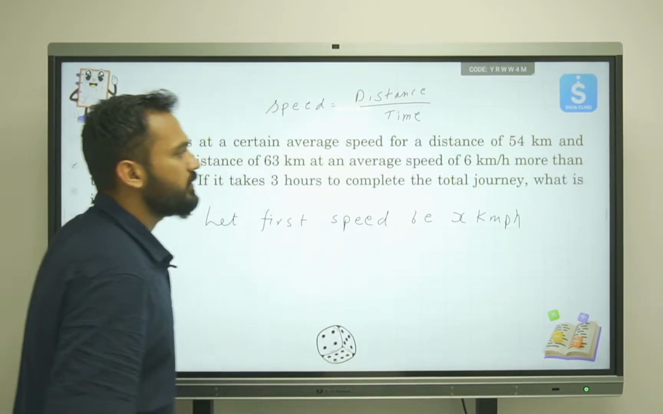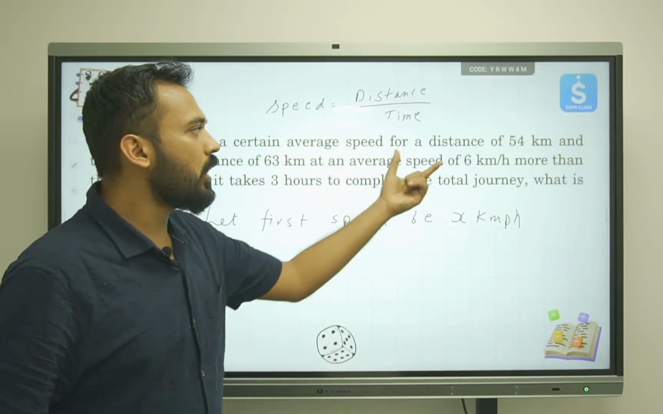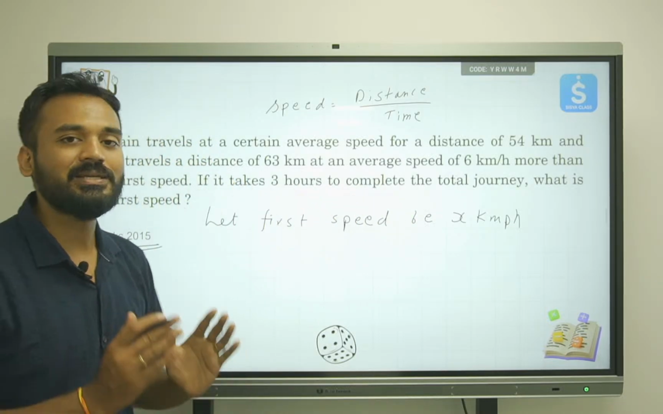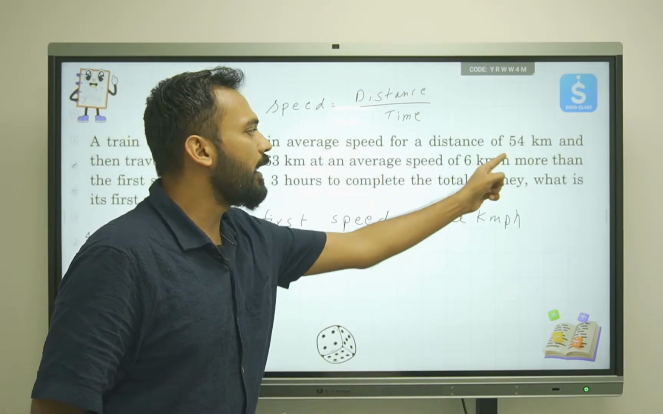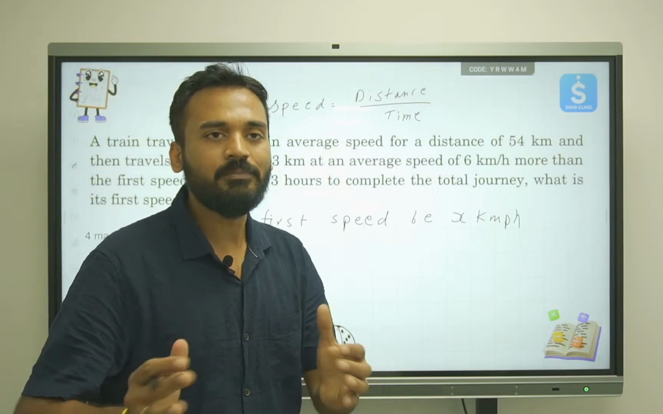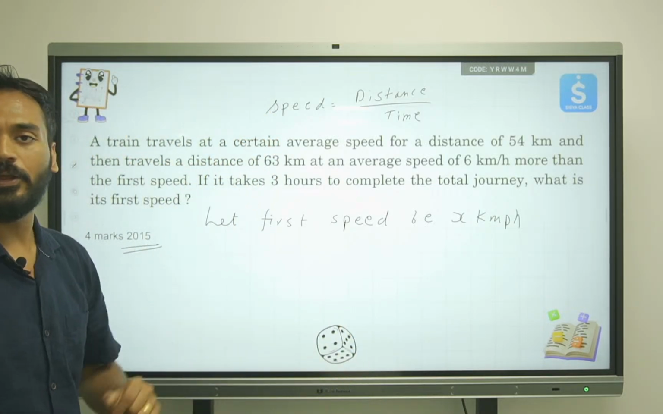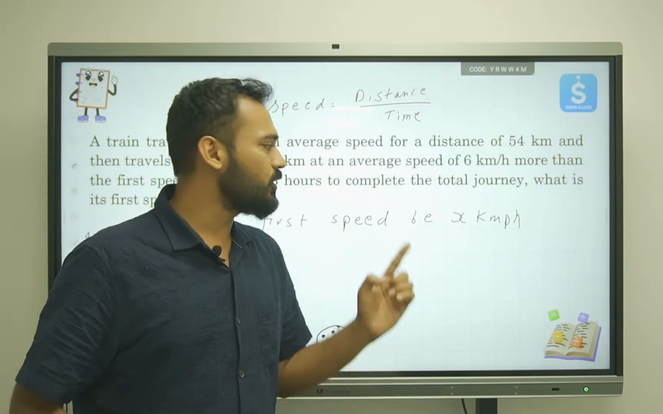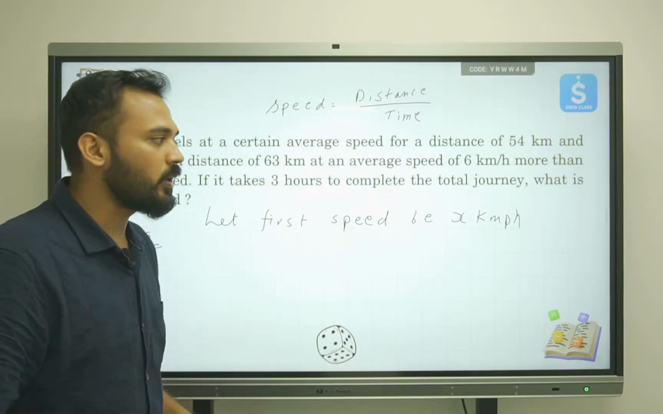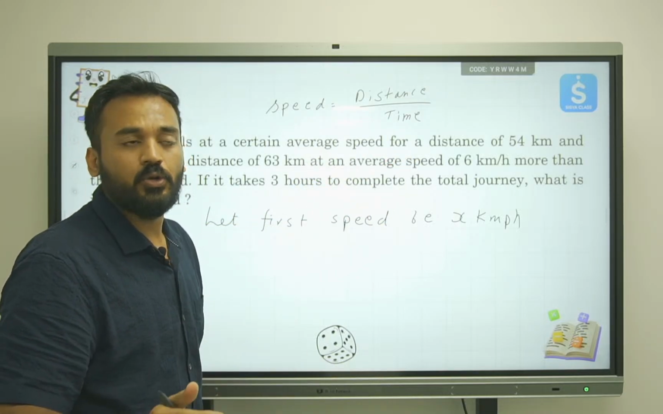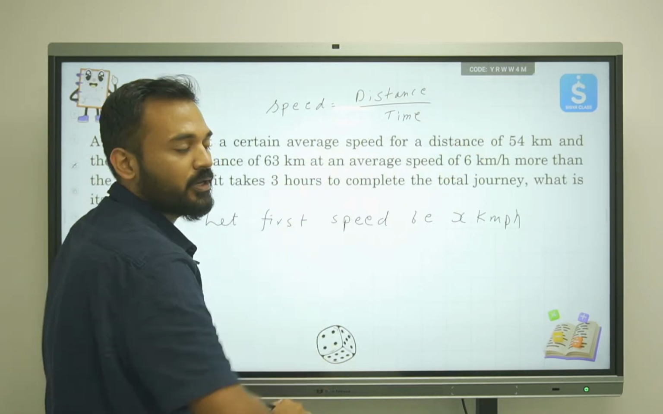After assuming this, we need to find out how much time, because the total time is 3 hours. So how much time does the train take to travel 54 kilometer? I will find out first. Next, I will find out how much time the train takes to travel 63 kilometer. When I add these two times, that should come out to be 3 hours. So this is the whole logic. So let's find out first the time taken by the train to travel the first 54 kilometers.